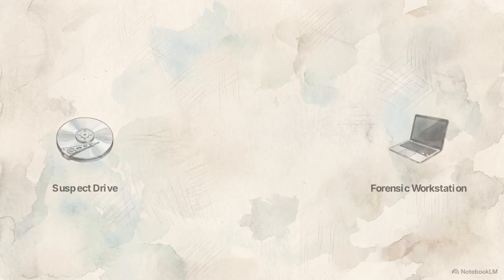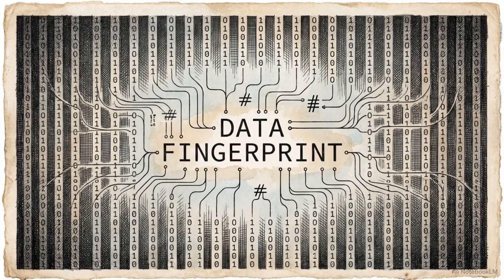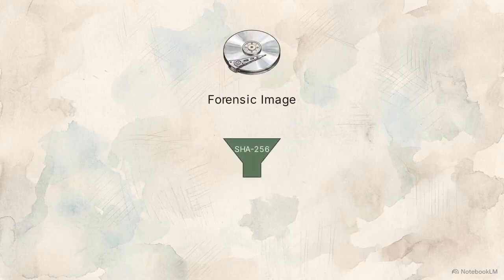This diagram shows a write blocker placed physically between the original suspect drive and the forensic analysis computer. It ensures data can only be read, intercepting and rejecting any return traffic to prevent accidental writes or modifications. The second layer of defense is purely mathematical, the cryptographic hash. This animation demonstrates how a hash acts as a digital fingerprint for data.